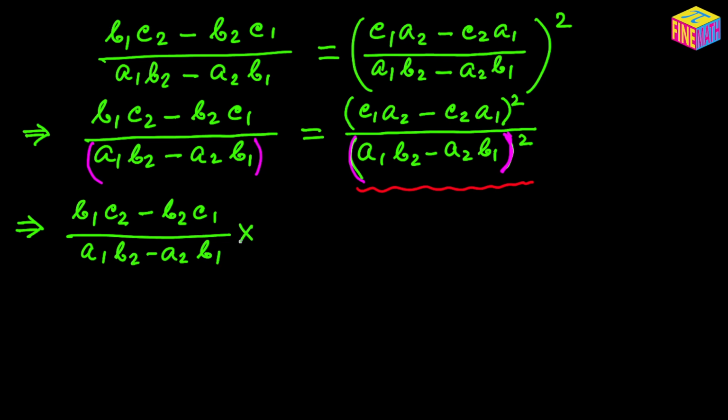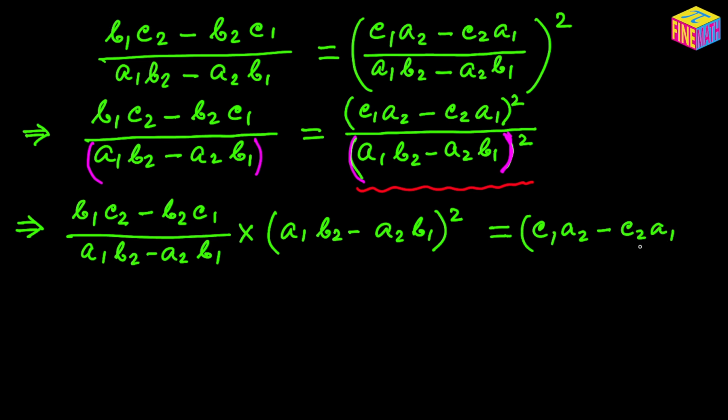and we are going to bring the denominator from the right hand side onto the left hand side. So it will come here as a multiplication, so it will be multiplied on the left hand side. So then we are going to have (a sub 1 b sub 2 minus a sub 2 b sub 1) whole square. That's exactly what I am bringing from the right hand side to the left hand side, and then we are now going to be left with only the numerator on the right hand side, which is (c sub 1 a sub 2 minus c sub 2 a sub 1) whole squared, right?